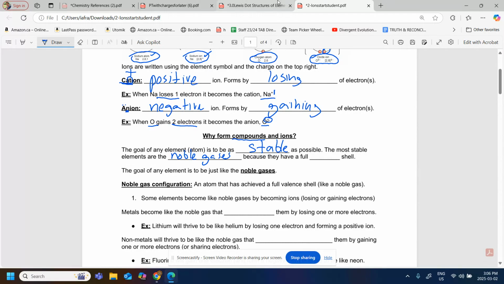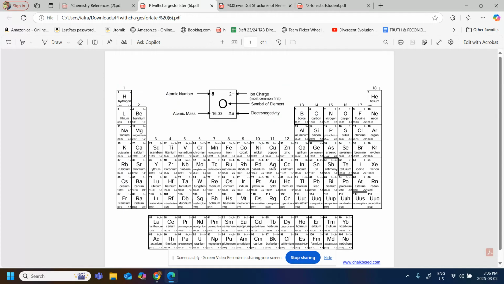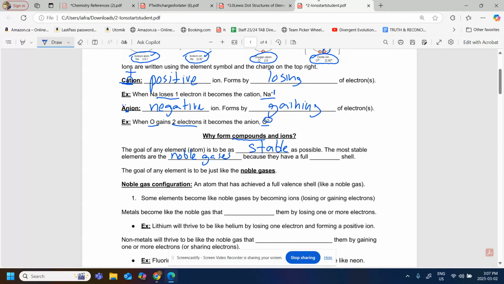So if you go to your periodic table, you'll see group 18 over here. And you might remember from grade 9 that the group 18 elements, noble gases, they have 8 valence electrons, or 2 for helium. So they have a full valence shell. And remember, the valence shell is the final shell of electrons. And so that is what makes them stable. So elements want to be like the noble gases.